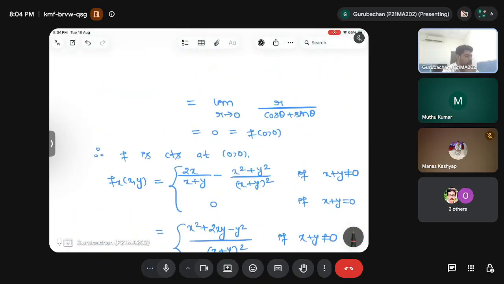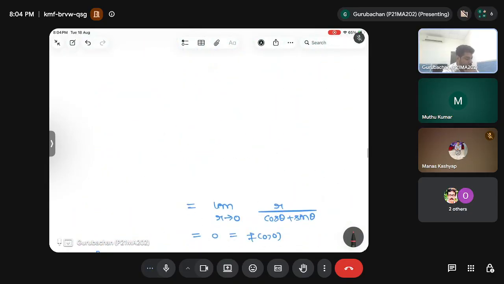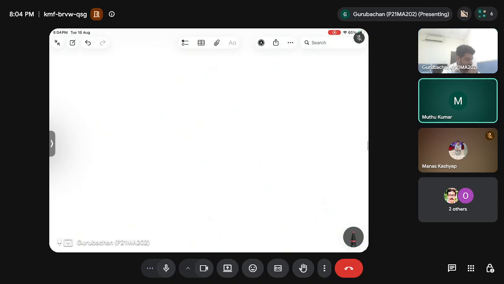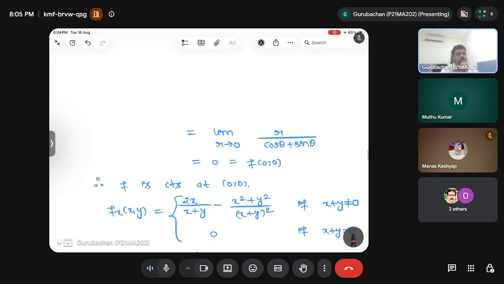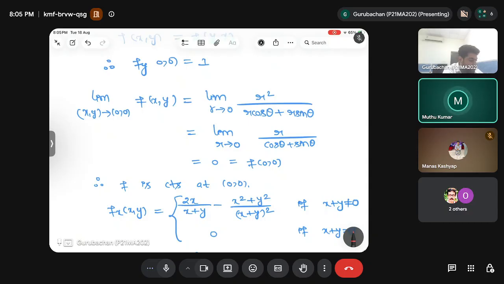Okay, understood your point. But from polar coordinates, we are getting it as 0. No, in the polar coordinates, the mistake we made is that 1 by cos theta plus sin theta need not be bounded. Sin theta plus cos theta is bounded, but 1 by cos theta plus sin theta need not be bounded. Correct. Absolutely correct.